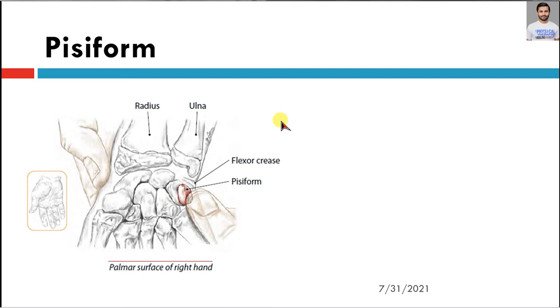So the pisiform can be palpated. If you are trying to palpate the pisiform, you need to move your palpating thumb and finger from the ulna, and from here if you jump to the styloid process of ulna, the first prominence that you will feel will be the pisiform, and pisiform is just distal to the flexor crease as well. So these are the lines in the skin, this is called the flexor crease, and just distal to the flexor crease you can easily palpate the pisiform. It is the easiest bone to palpate, and it is the most prominent bone to palpate.